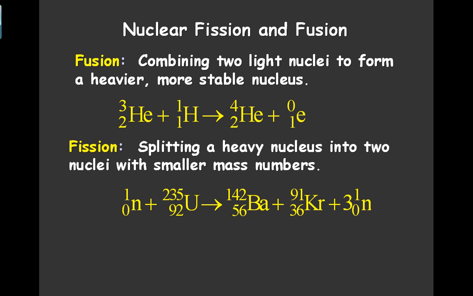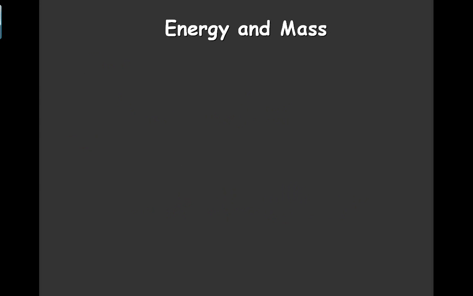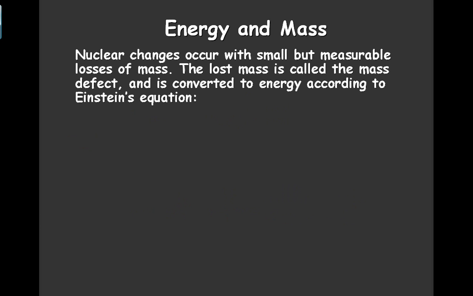Now, both of these processes involve a small change in mass. So nuclear changes usually occur with a small amount of mass being changed. Even though you account for the mass in the mass number, there's still a very, very small amount of mass that is lost that mathematically doesn't really appear to us in the balanced nuclear equations.